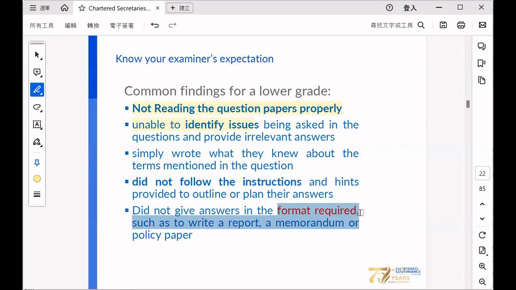The format is very common in some of the questions. They just ask you to give briefing notes and that sort of thing, and candidates did not give the answer in the form of briefing notes. Well, it's possible that you would say, oh, it doesn't matter, it's just 1 or 2 marks, I can afford to miss them. So it's up to you to decide. Sometimes 1 or 2 marks is important to get your pass or failure.